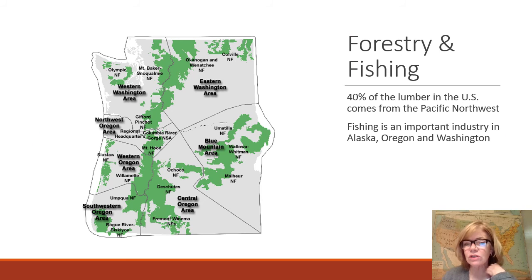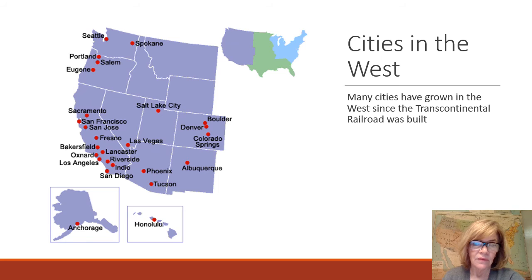Right, and then here, this is forestry and fishing. 40% of the lumber in the U.S. comes out of the Pacific Northwest. So fishing is very important in Oregon, Alaska, and Washington. They've got salmon fishing, and you know, the biggest catch, you can see that in Alaska as well. All right, cities out there, many cities have grown very rapidly, especially here in California.